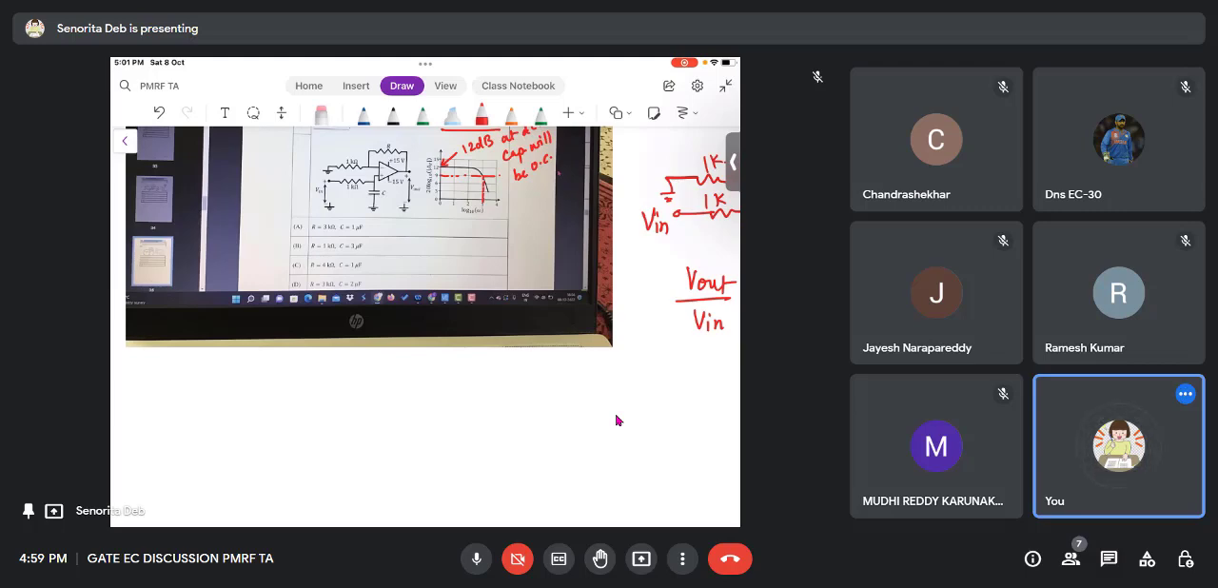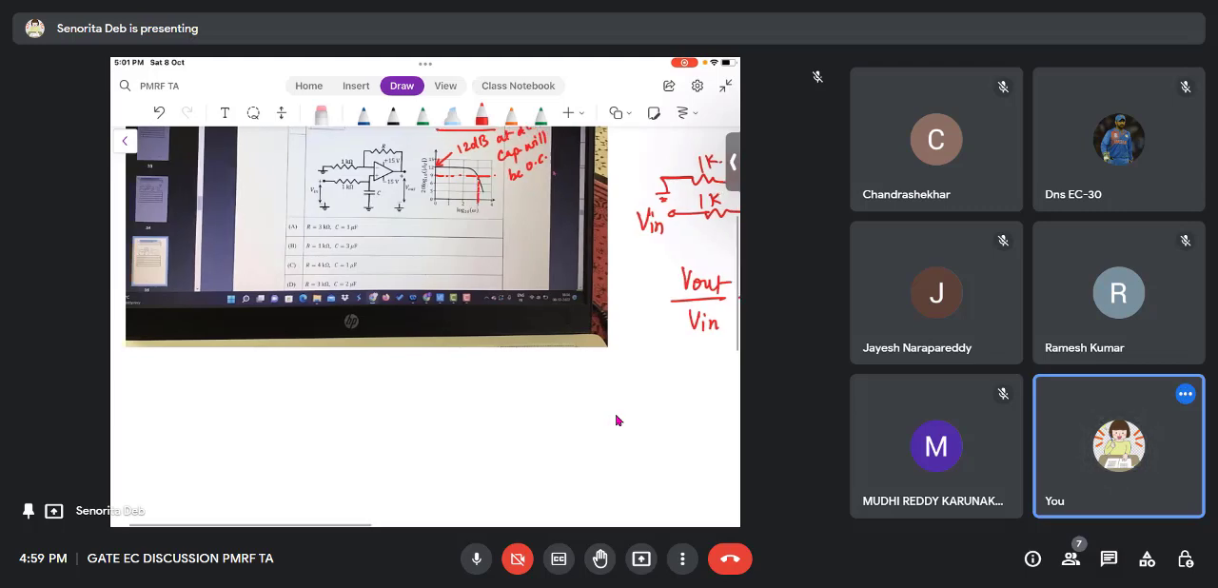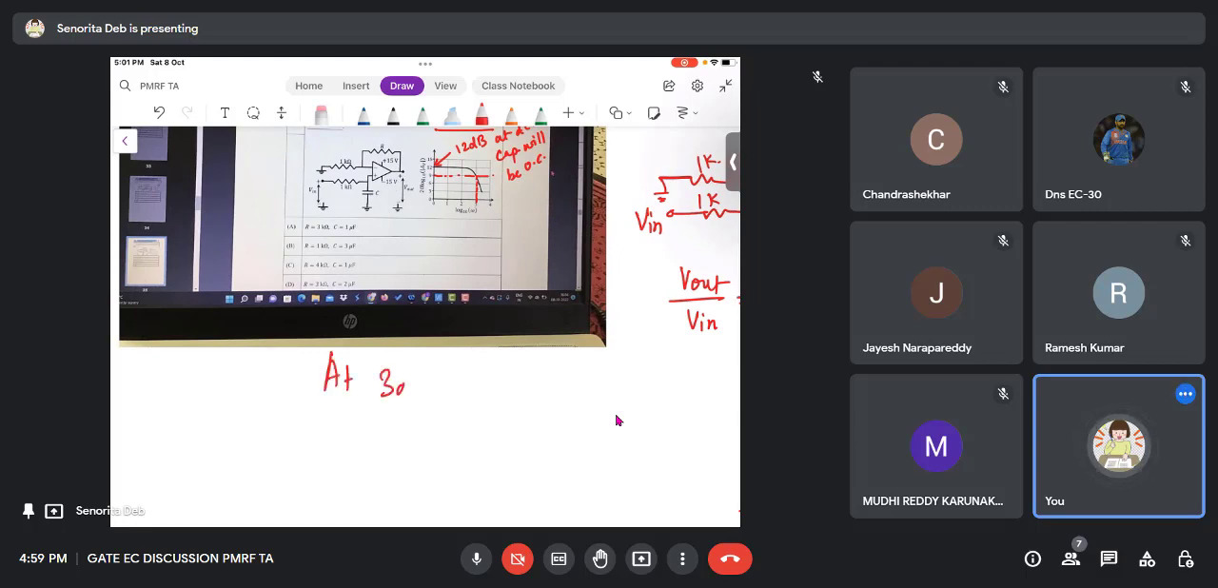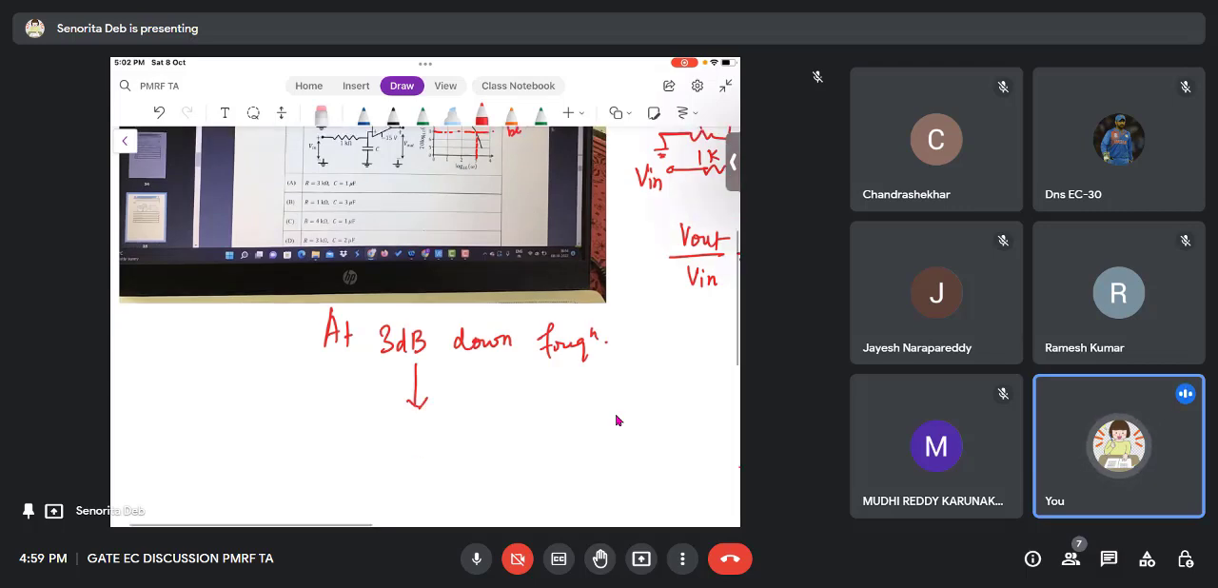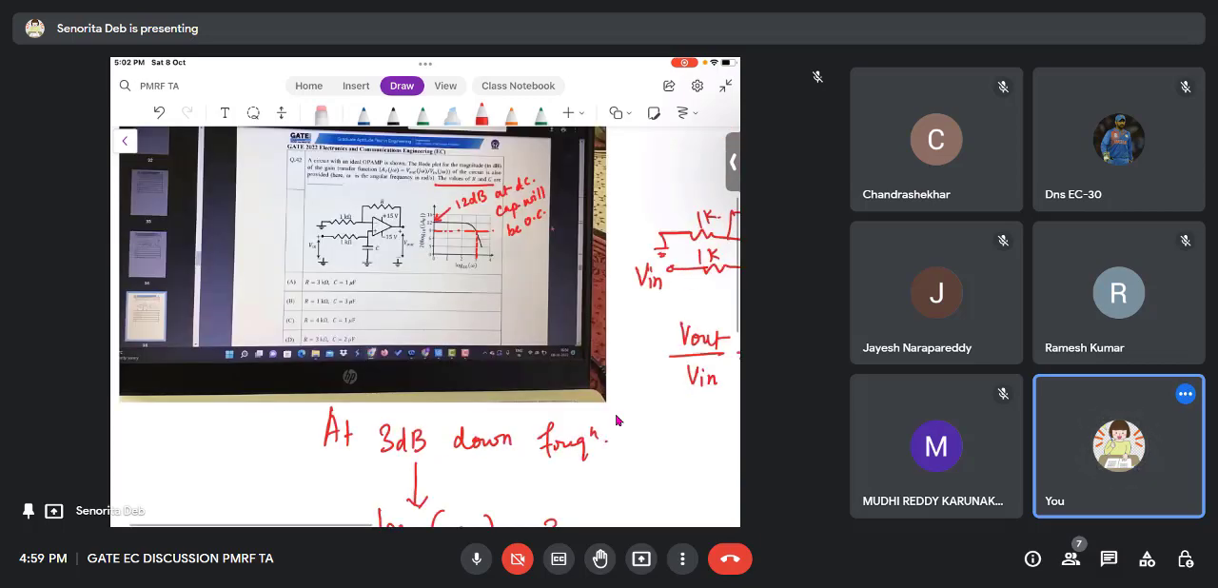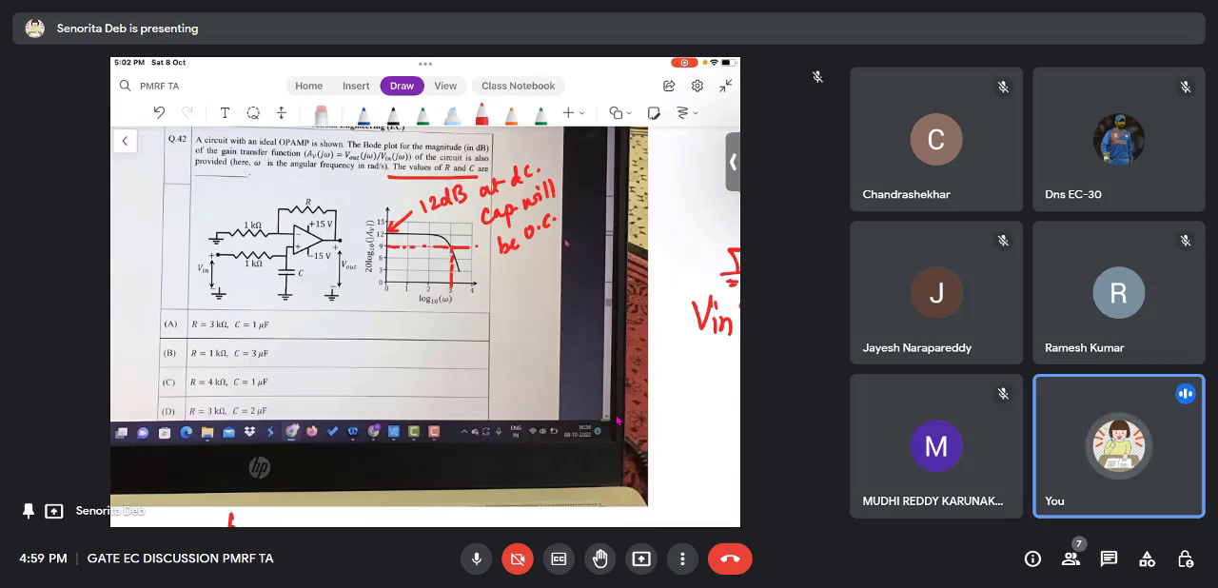Right? So at the 3 dB down frequency. Okay, so 3 dB down frequency is nothing but what? Log 10 omega C, what is it given as? 3, right? 3 dB down is what? 9. That is how I am finding the corresponding 3.